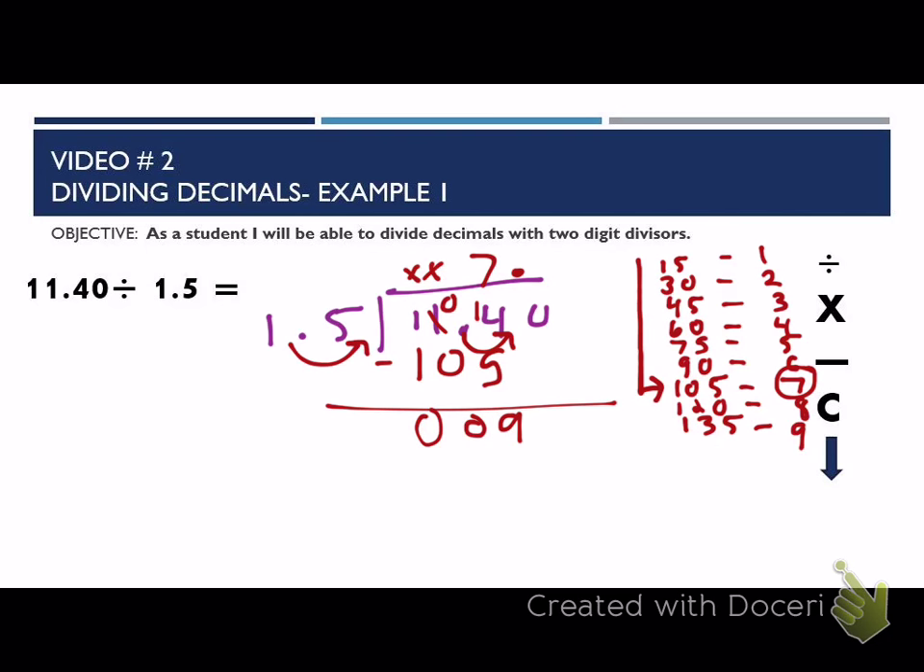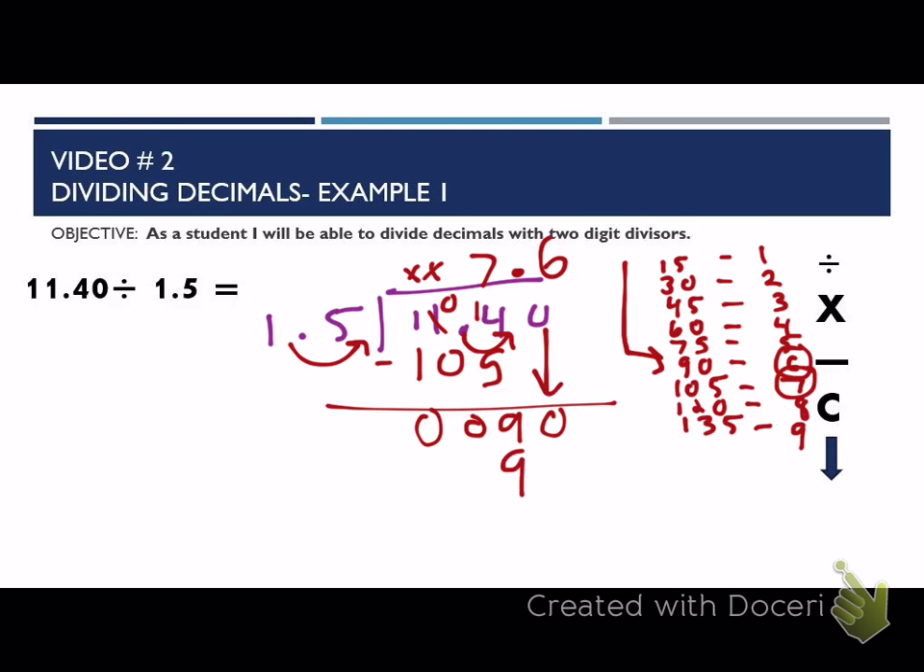Next thing we need to do is compare. Is 9 less than 15? Absolutely. Let's go ahead and bring down our 0. 90. How many times does 15 go into 90? Well, if we look at our chart one more time, 90's right there. That is 6 times. So we're going to write 6 at the top.